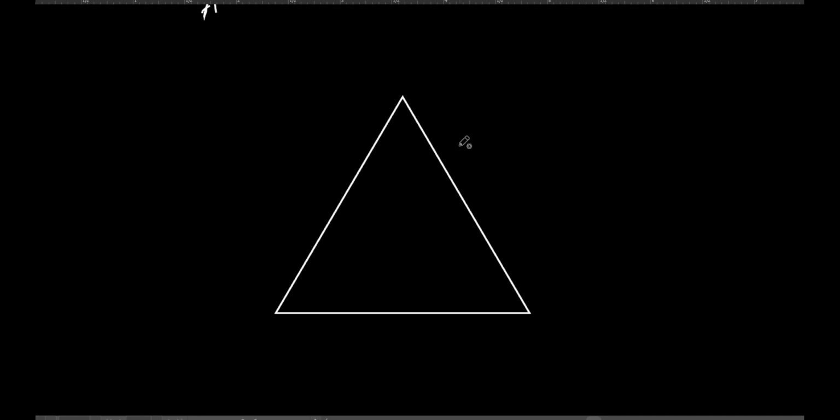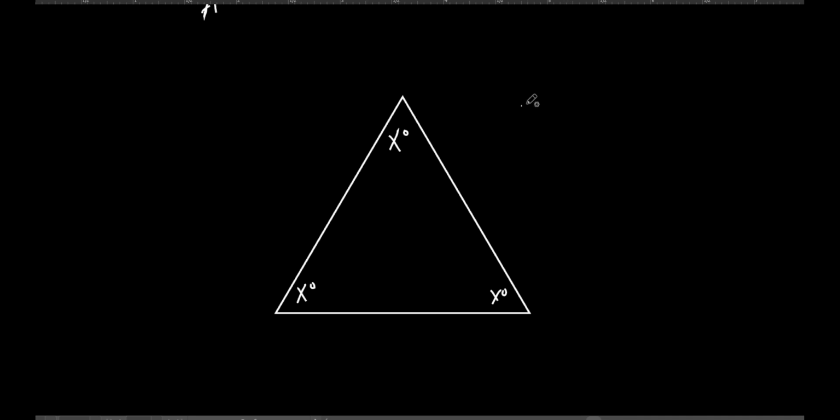So let's do this. Let's call this X degrees. Now, if I told you this was equiangular, what would this angle down here be? X degrees. What would this angle right here be? X degrees. Okay. Now remember what happens to all three angles of a triangle. They add up to 180. So add up all those angles. What do they add up to be? Yeah, that's true, but just add the X and the X.